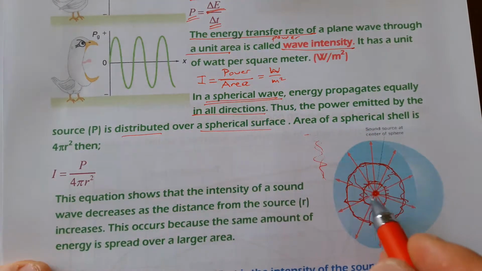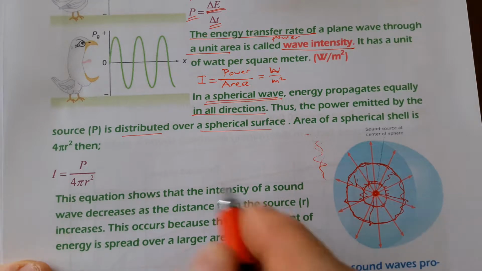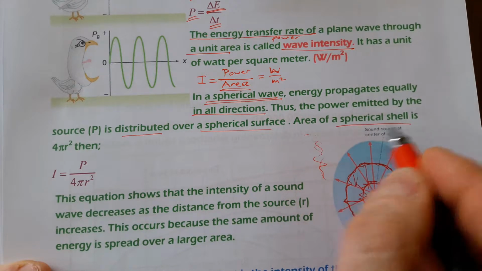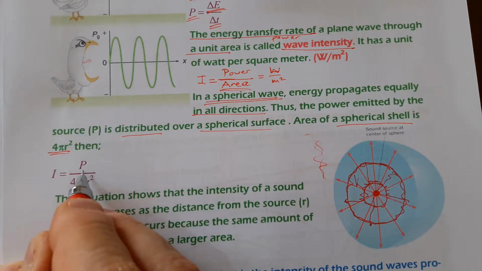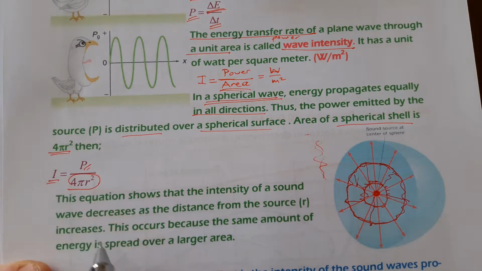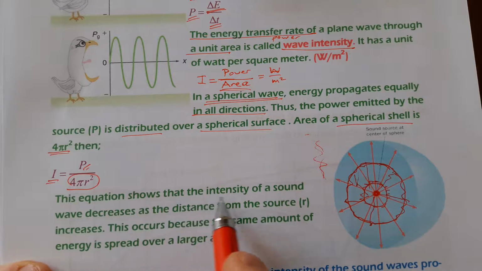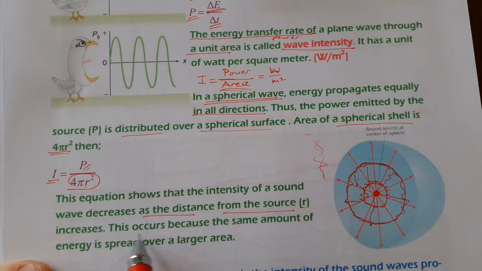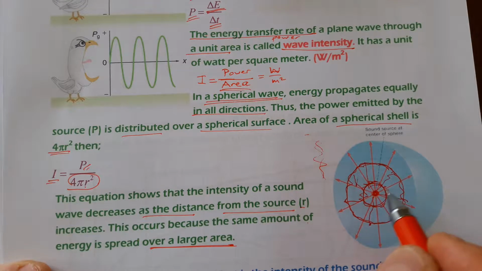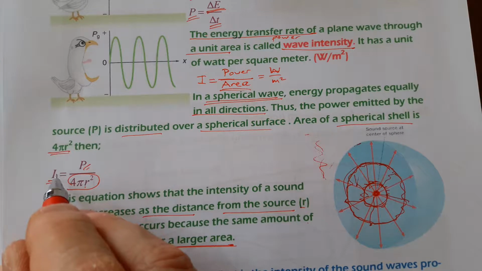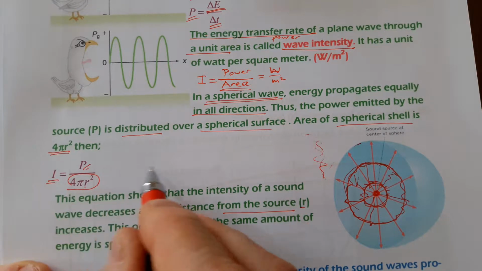So if the sound is expanding over a spherical surface, instead of area we write the area of a sphere. The area of a spherical shell is 4 pi r squared. Then in the equation, sound intensity or wave intensity will be power divided by 4 pi r squared. This equation shows how the intensity of the sound wave decreases as the distance from the source r increases. This occurs because the same amount of energy is spread over a larger area. The initial area is small, then it becomes larger, and then much larger. So sound intensity decreases as you move away from the source.